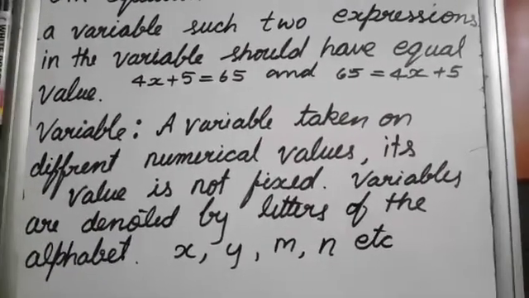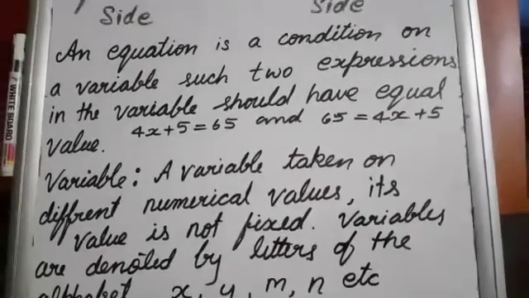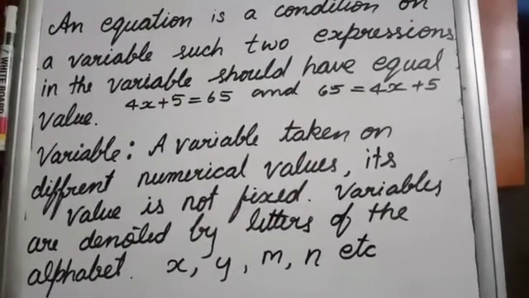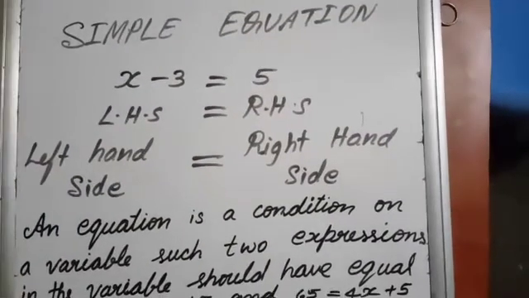Hope you understood what algebra is, and in the simple equation what an equation and a variable are. Here we will get two parts, that is left hand side and right hand side.